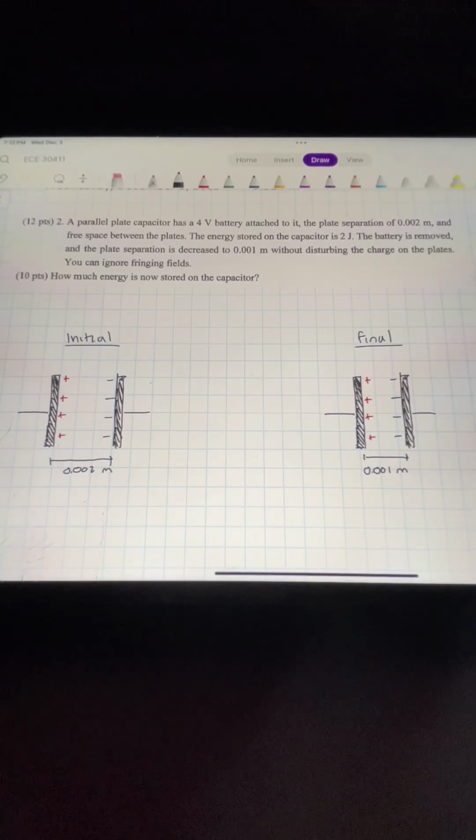In this CPR, I'm going to go over the parallel plate capacitor problem from exam 3. We have a 4-volt battery attached, an initial plate separation of 0.002 meters, free space between the plates, and an initial stored energy of 2 joules. Then the battery is removed, and the plates are moved closer to 0.001 meters without disturbing the charge on the plates. Fringing can be ignored. We're asked how much energy is stored after the plates are moved, and where did the missing energy go?